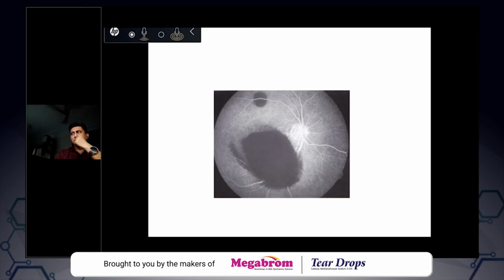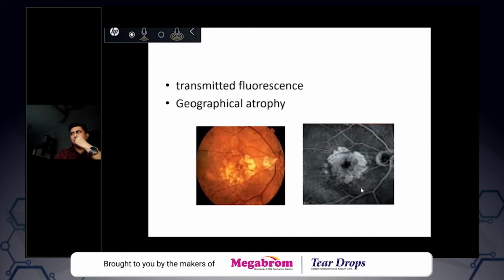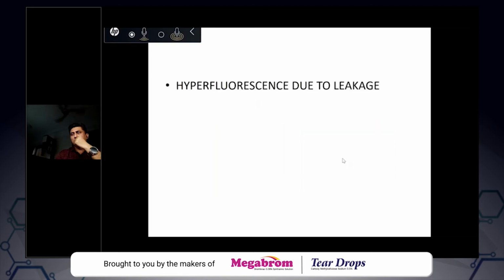But look at this area. This is an area of geographical atrophy where the RPE is lost. So when you give an angiogram, you are having a window open here. There is no RPE. You can directly look into the choroid. So this is hyperfluorescence due to transmitted fluorescence, that is called transmitted fluorescence or the window defect, because there is no RPE. You are visualizing the choroid.